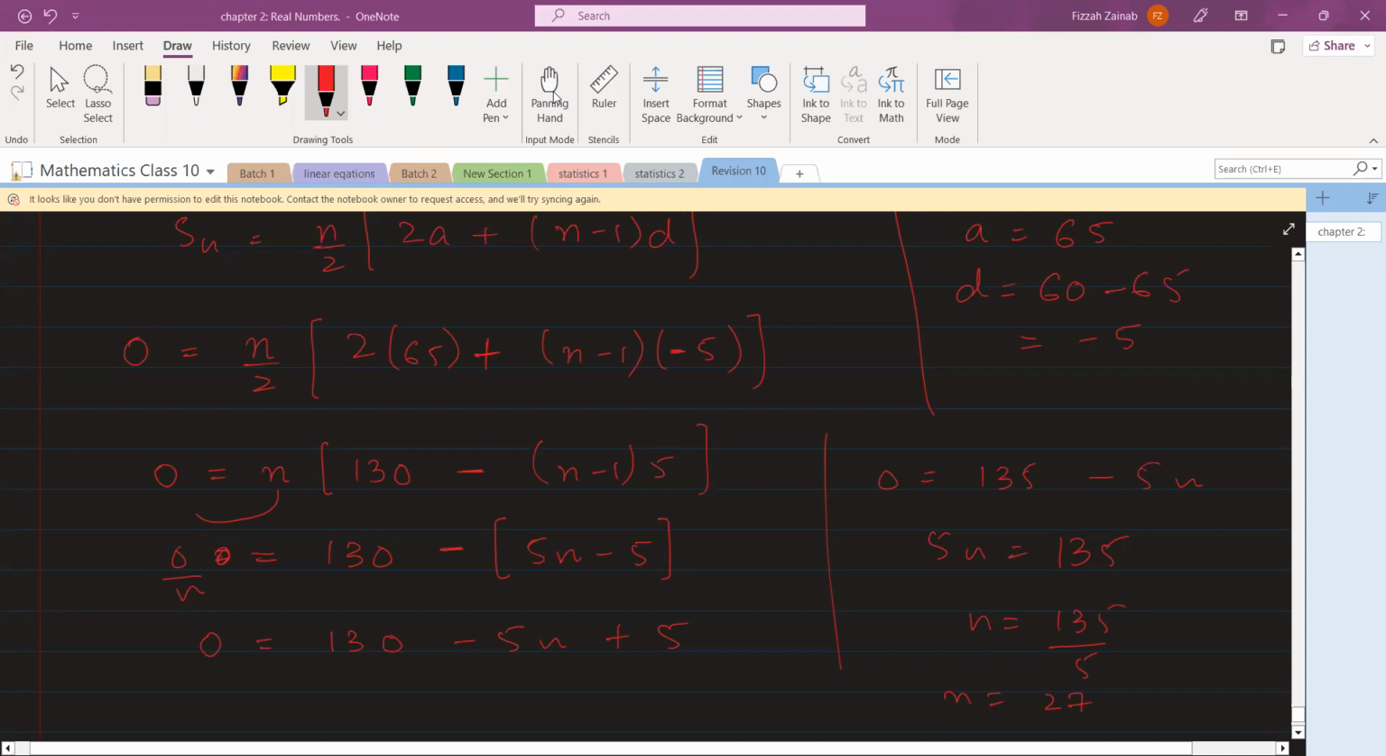Now, 79th question is you have to prove. So please try to prove it. First of all, find out S1, S2, S3, and then you can show that S1 plus S3 is equal to twice of S2.